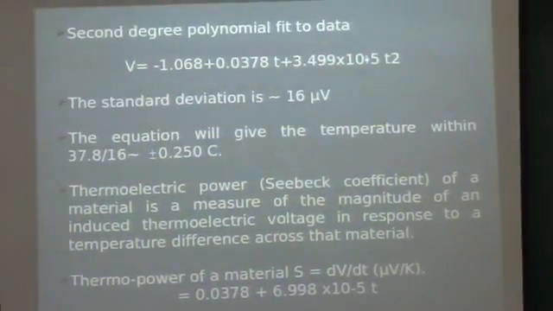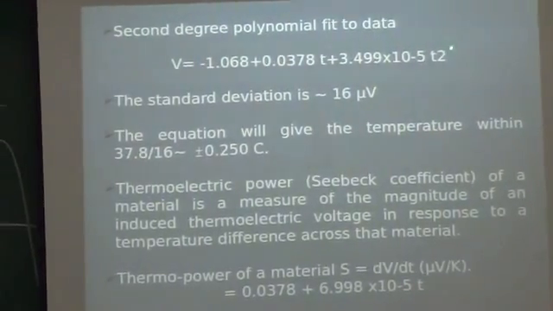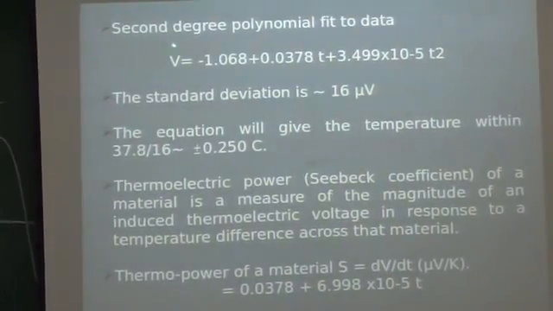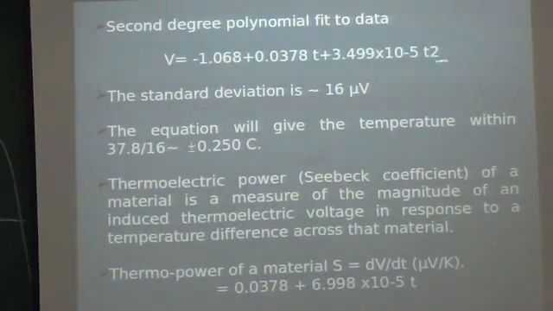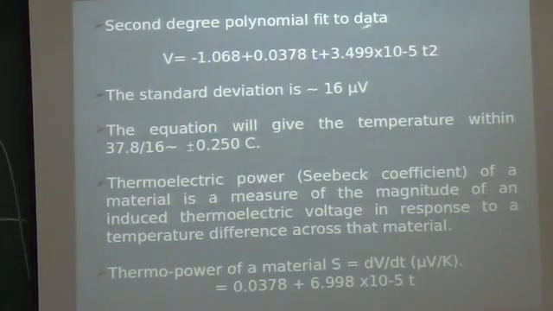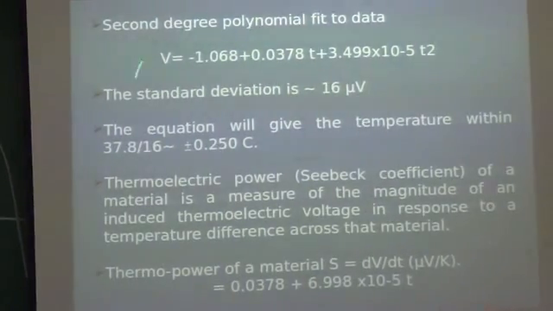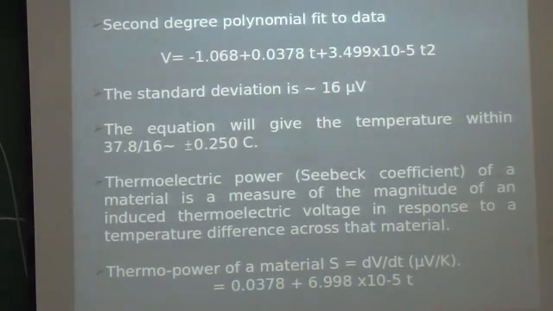Standard deviation we can calculate the same way. You put the value of T that you have used for the temperature. You find out the measured value by using this fit. Find out the difference between the measured value and the standard value. Take the square, add all the readings, take the square root and divide it by n minus 1. That is the definition of standard deviation. It's also given in the manual. So standard deviation comes out to be 16 microvolt. Again, this 16 microvolt and 37.8. So it gives us a temperature of the same order.